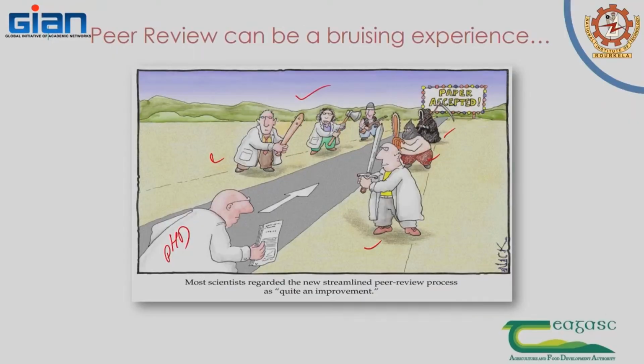Some people are ready to attack you. Why did you do this? How did you do this? So this is all about whether the paper is accepted or the thesis granted. This is the way most scientists regarded a new streamlined peer review process as quite an improvement. It means now things are becoming more and more open. Clearly you can see on a system what is happening.